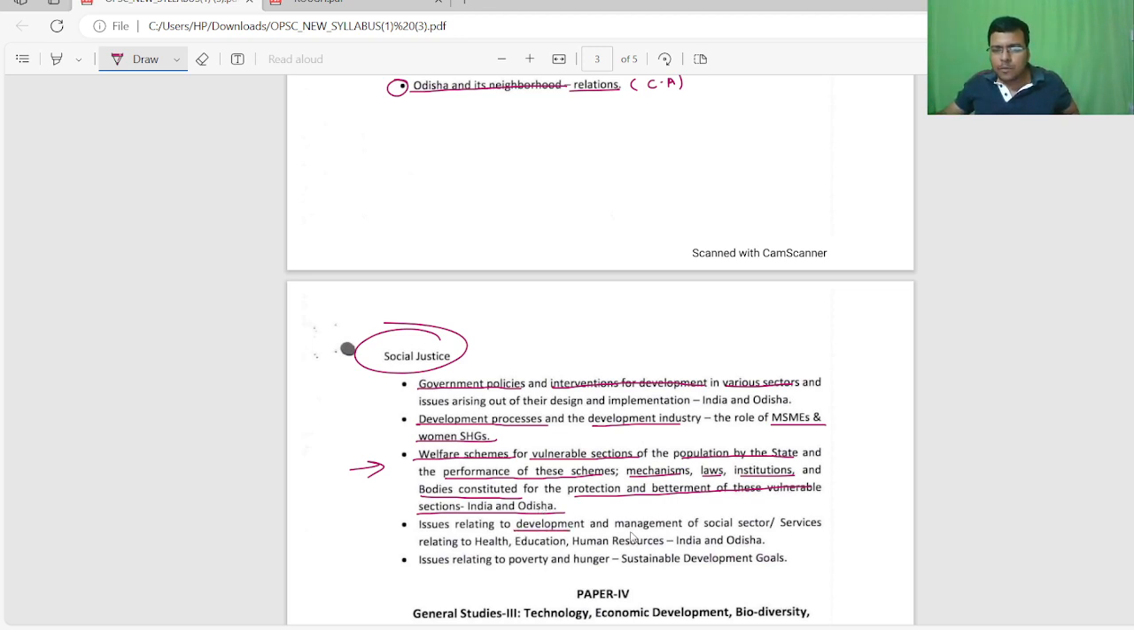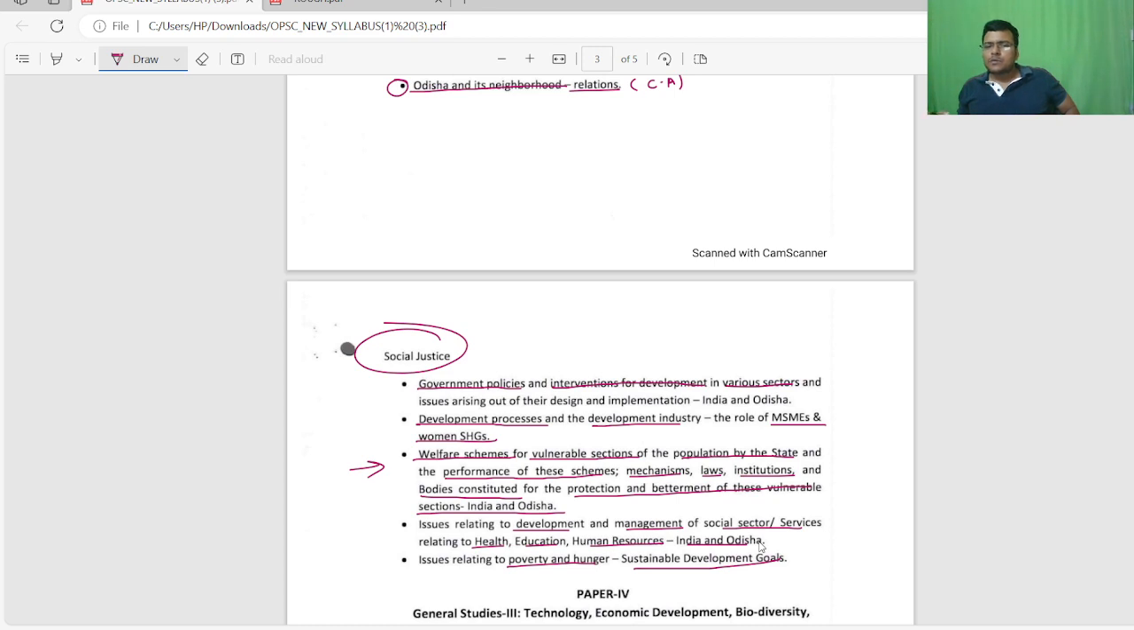Issues relating to development and management of social sector services relating to health, education, human resources in India and Odisha. So here we need to discuss health, education and human resource development in Odisha and India. Poverty and hunger, sustainable development goals. Here, sustainable development goals, we can call it global constitutionalism or the role of the United Nations, and in India, Niti Aayog plays a great role in fulfilling the sustainable development goals.